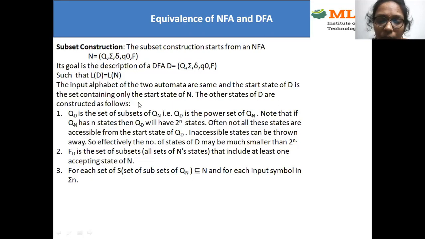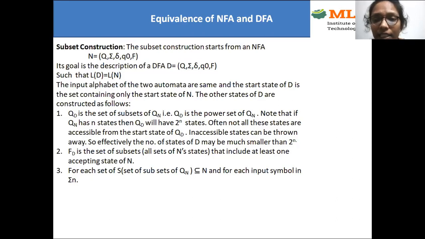The input alphabet of the two automata is the same, and the start state of D is the set containing only the start state of N. See, there is no change in the input alphabet, and the start state also has no change. In NFA, if you're starting the process from Q naught, in DFA also you should start from Q naught only. In NFA, if the input set is A comma B, in DFA also you should use the same set, A comma B only.